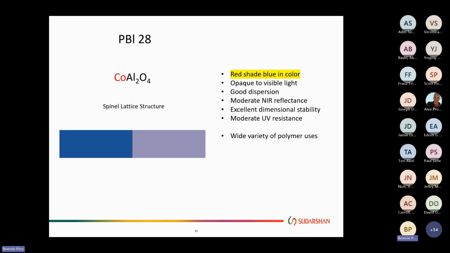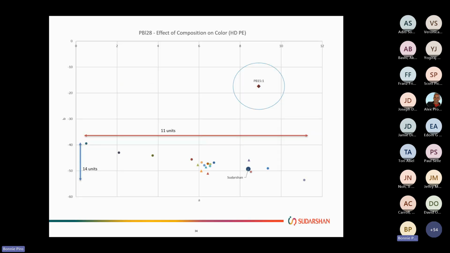Blue 28, cobalt blue, as everybody knows them well. These are the red shade blue in color. Again, same properties, technical properties as all CICPs. And this is also something where we've played around and can really change the level of, or the hue, I should say, based on the metals and the ratios that are in there.